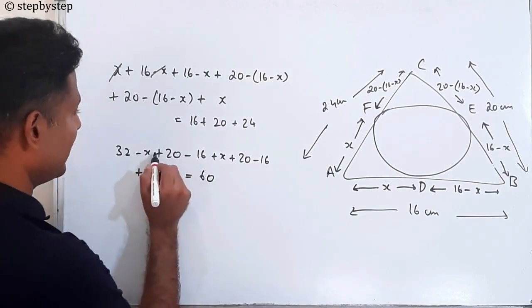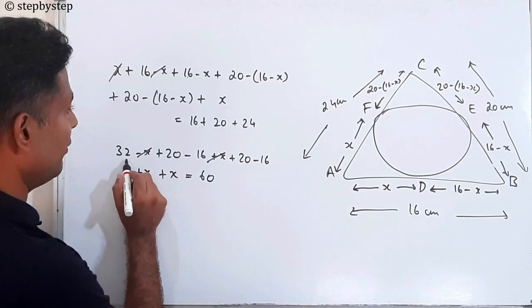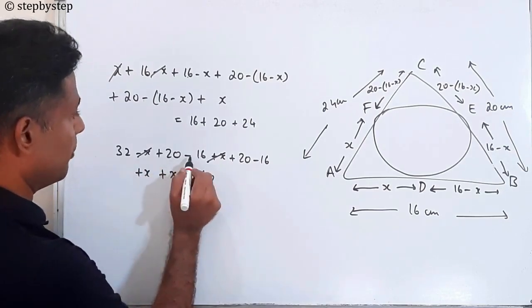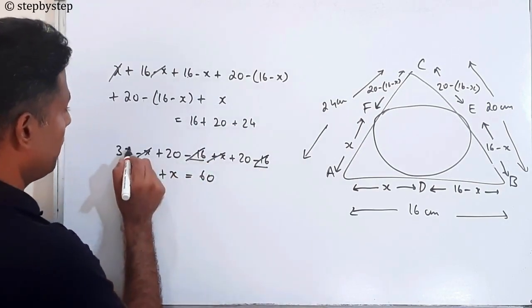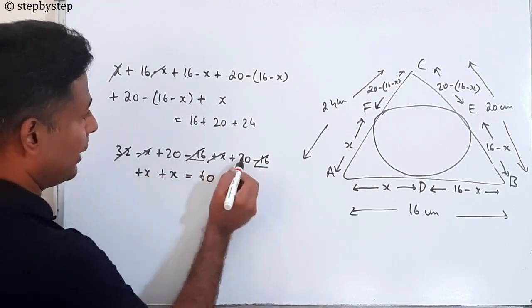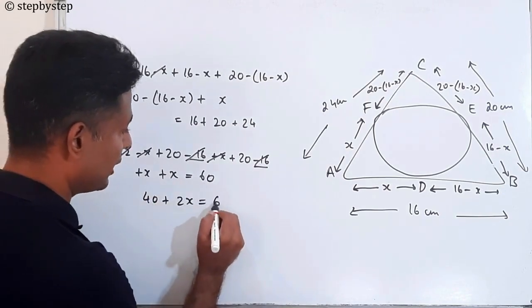Right? Now again we'll check, minus x and plus x cancels. Anything else? No. So we have minus 16 becomes minus 32. Minus 32 plus 32 will cancel. 20 plus 20, 40 plus x, 2x equal to 60.